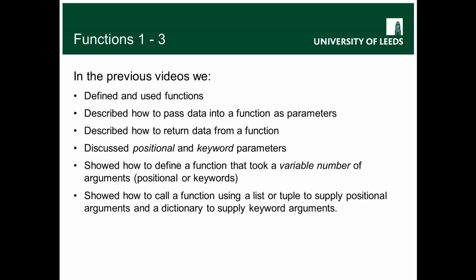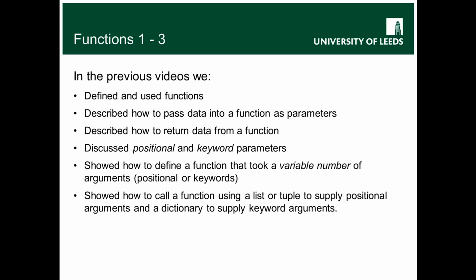In the first three functions videos, we've been looking at how to define and use functions. We've described how you can pass data into a function as a parameter, and how you can get data out of the function using the return statement. We've talked about positional and keyword parameters, and how keyword parameters can have a default value. We've shown how you define a function that looks for a variable number of arguments, either positional or keyword parameters. And we've also been showing how to call a function using a list or a tuple to supply the positional arguments, or using a dictionary to supply keyword arguments.